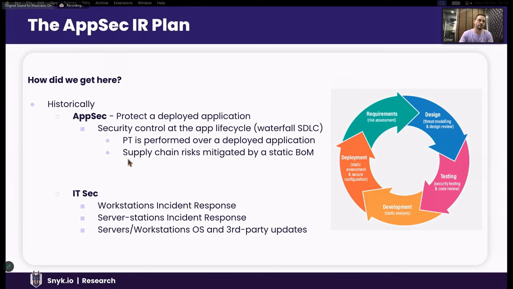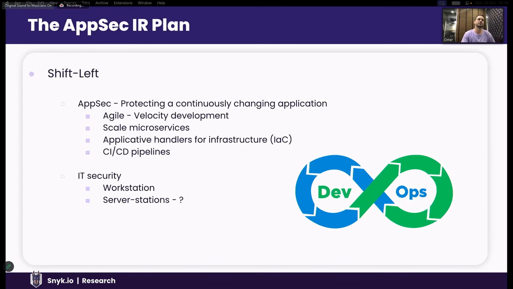and all of the issues of third-party updates across the organization. In terms of application security, any risks for supply chain would have been mitigated by having a static bill of material. Something would have been flagged as a dependency if something were to arise, right? Some kind of vulnerability or anything else, I would go and check my bill of material and see if it's there. I might need to update and so on.